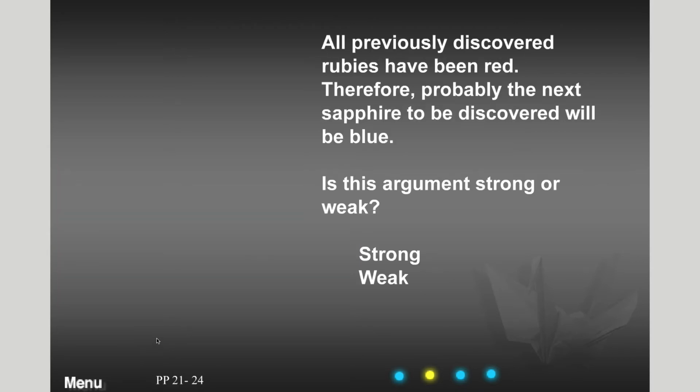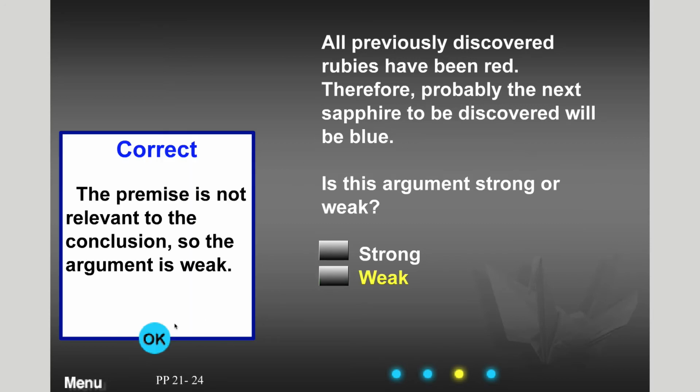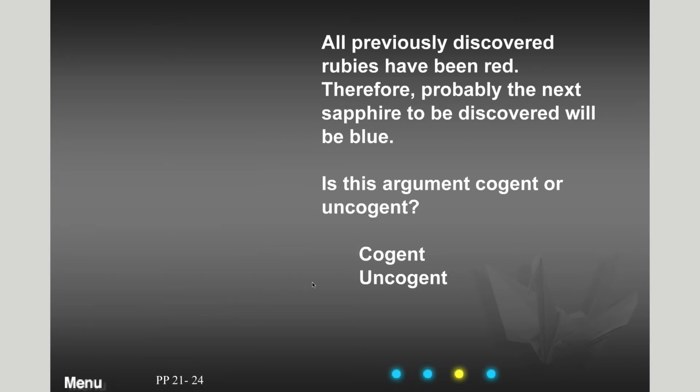Okay. All previously discovered rubies have been red. Therefore, probably the next sapphire to be discovered will be blue. Is this argument strong or weak? No. This is irrelevant to this conclusion, right? The premise says nothing. Just because all rubies have been red tells us nothing about sapphires, okay? This is a weak argument, which means it's not going to be cogent.